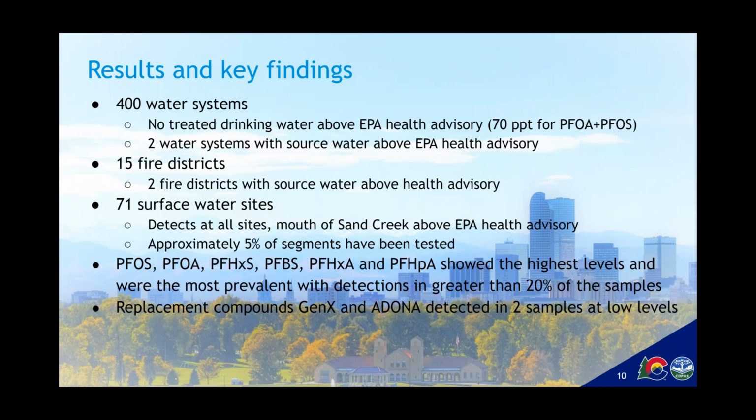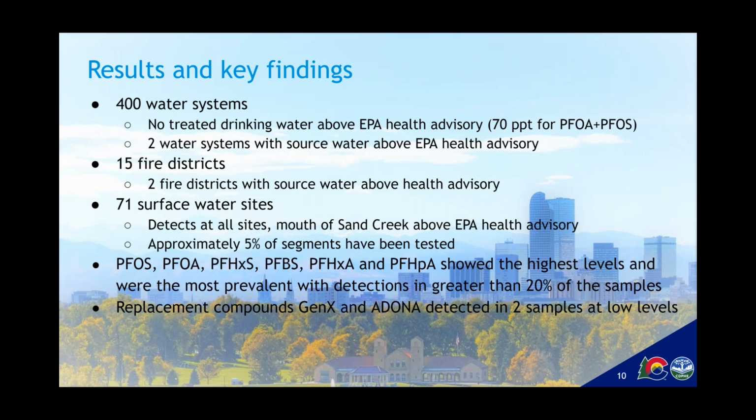So now just the results and key findings from this project. And so we did have 400 water systems that signed up. Luckily, we didn't have anyone serving treated drinking water above the EPA health advisory. So all the water systems that signed up were able to sample all of their entry points. So these are all the points of treated drinking water entering their distribution system for consumption. And this was using the EPA health advisory of 70 parts per trillion for PFOA and PFOS combined.